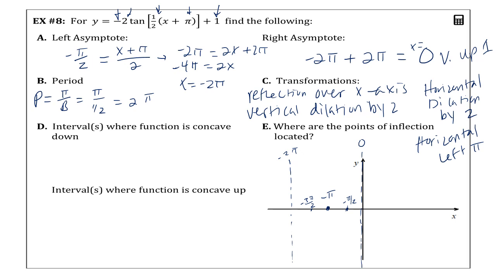Okay, so graphing what we know. We already have our asymptotes. We now know that our midline is now at 1 because our D is positive 1. So our midline is now at 1. So pi is our halfway point, not our intercept. There we go. So we know that we're going to intercept our midline at negative pi, comma 1.